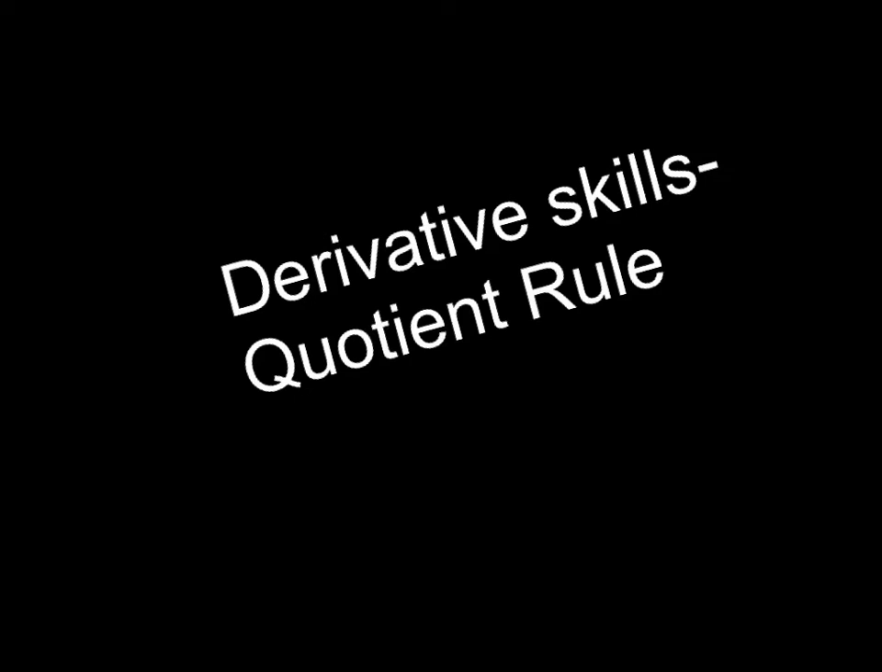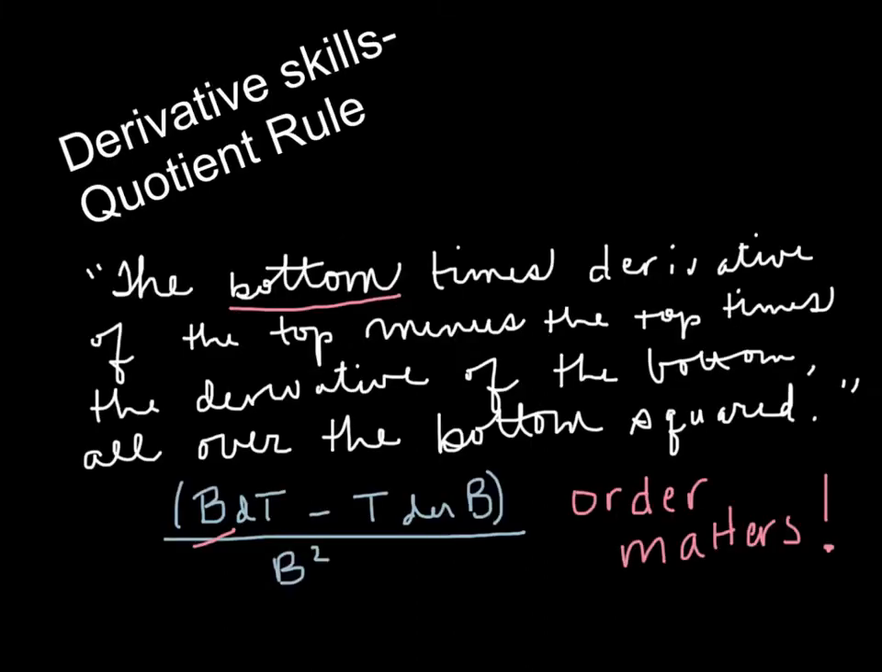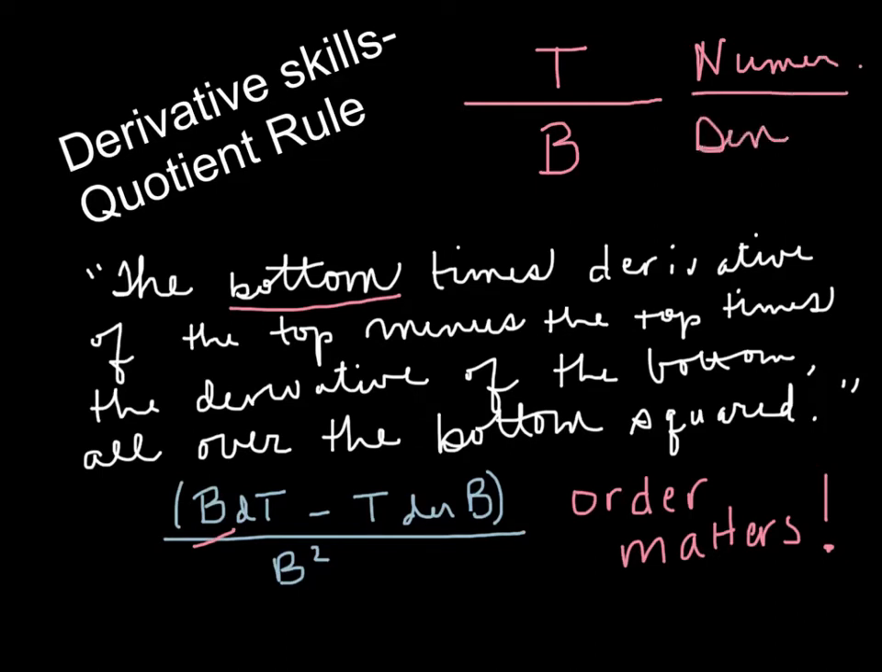Continuing with our derivative skills, this is the quotient rule. Okay, so let's look at what this looks like in terms of words. With the quotient rule, you know that we are going to have a fraction. And with the fraction, we have a bottom and we have a top, or we have a numerator and a denominator. You'll hear me go back and forth between numerator and denominator, or top and bottom.